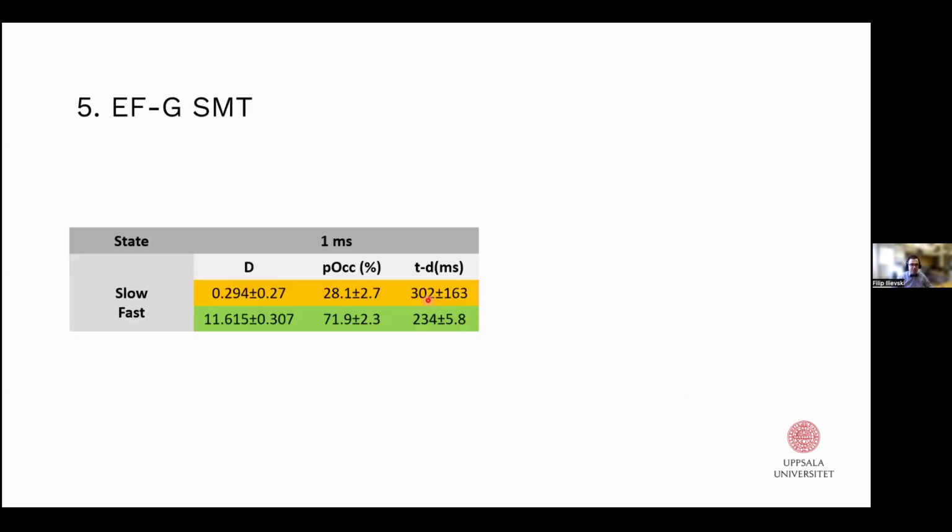Some of our preliminary data is a bit puzzling, but we're working on it, especially now with the microfluidics. Most of this EFG has 30% occupancy in the slow state and 70% occupancy in the fast state, which means that it's moving there. However, I will take these numbers with a big pinch of salt, because we're reevaluating how we're going to track this particular molecule.